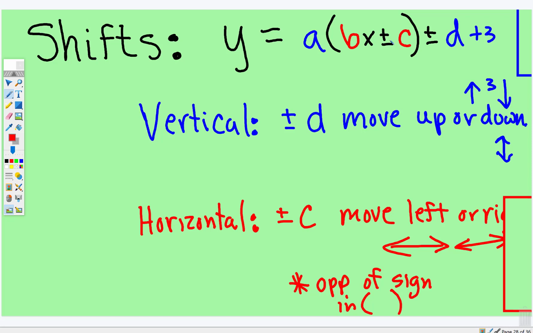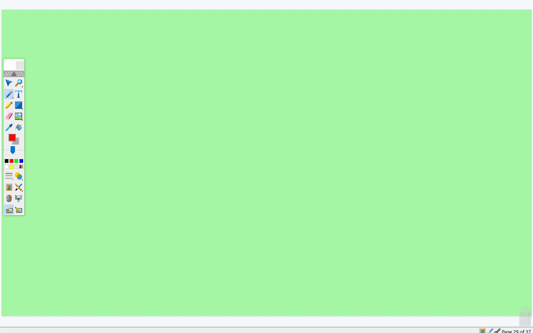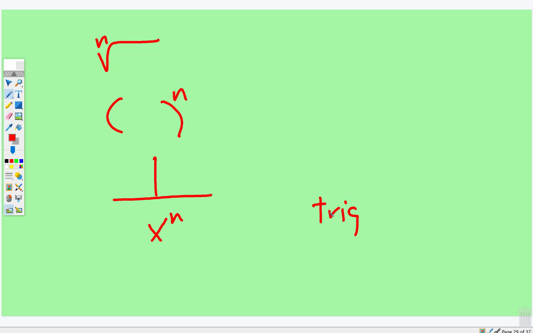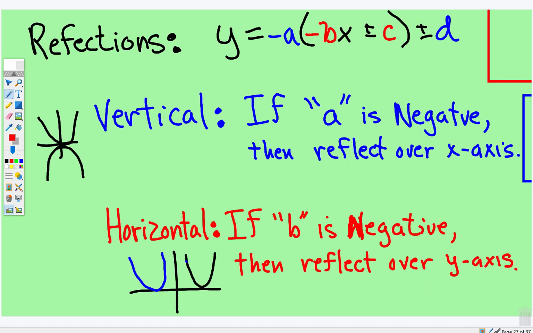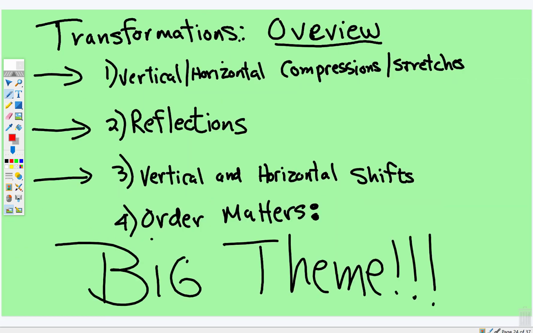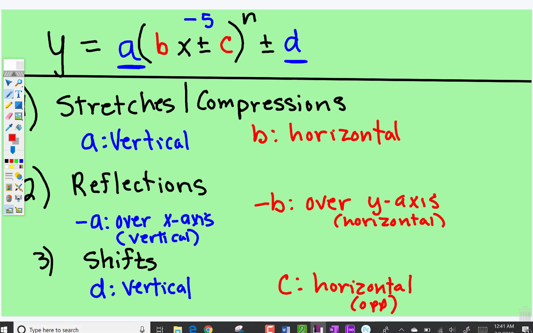All right, this is it for transformations of graphs. And remember, these transformations apply to all of the graphs. Doesn't matter if it's a root, if it's a polynomial, if it's a rational function. It doesn't matter, in fact, if it's a trig function, right? This is how transformations are done. All right, that's it for this video.